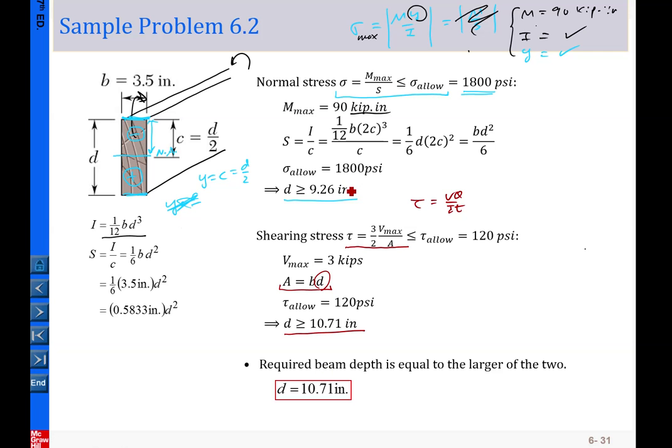So we need the value of D to satisfy this requirement and this requirement. So D must be minimally greater than this one. So that is our requirement. Okay.